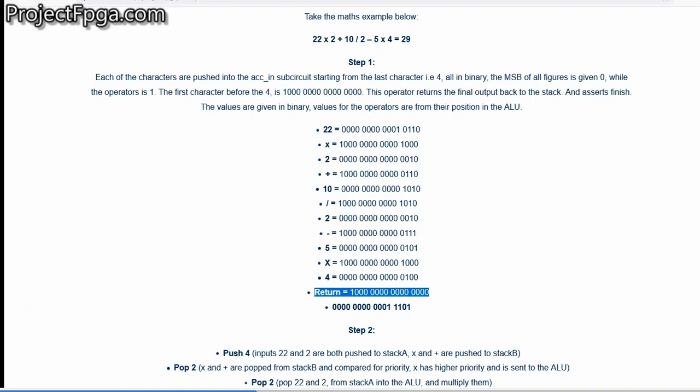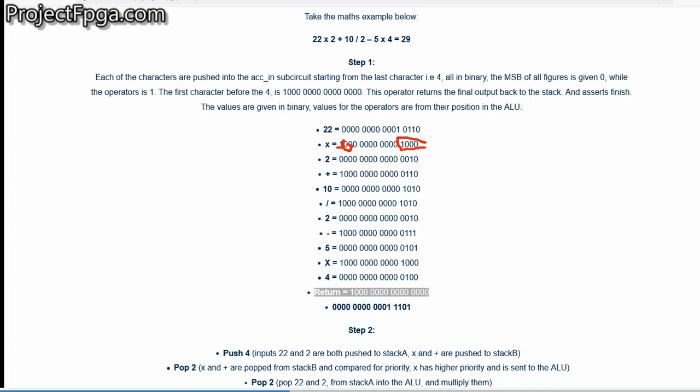So you can see that the MSB of all the figures is 0, and the MSB of all the signs is 1. You can see that addition has MSB 1. So that is the difference: a multiplication represents 8, but the MSB is 1, whereas 8 as a figure means 8, and the MSB will be 0.